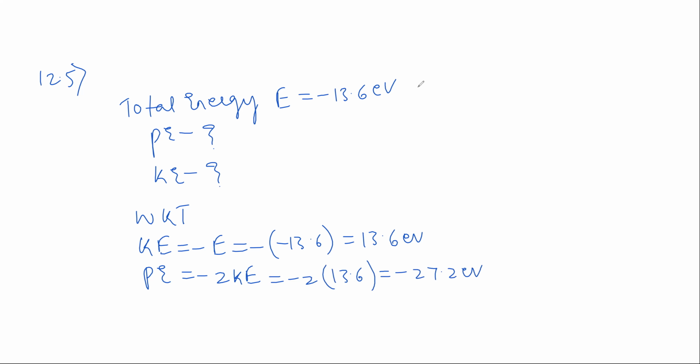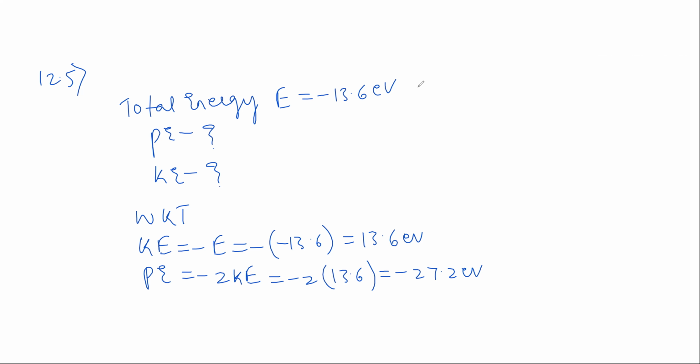So here they ask to calculate potential energy and kinetic energy. Total energy we know, E is equal to minus 13.6 electron volt. Kinetic energy is 13.6 electron volt and potential energy is minus 2 times the kinetic energy. Therefore 2 into 13.6, we got minus 27.2 electron volt. So we got the value of potential energy and kinetic energy.